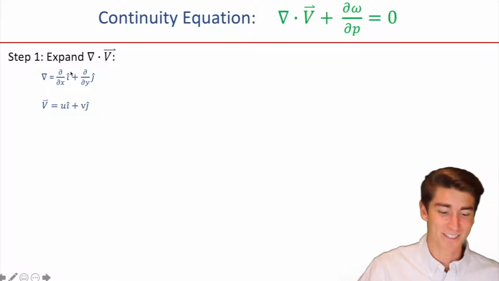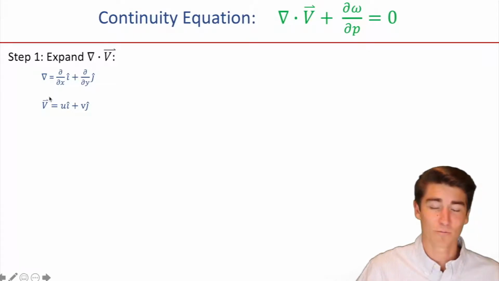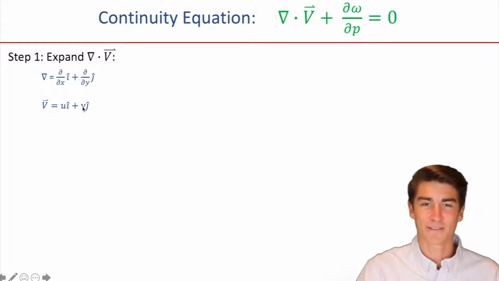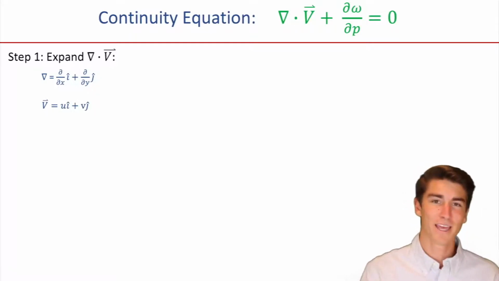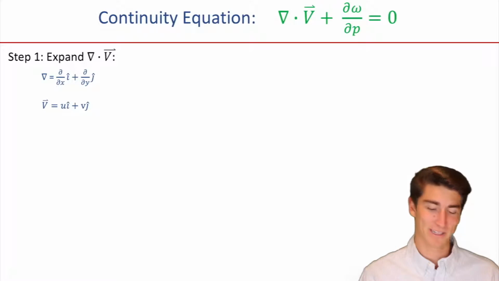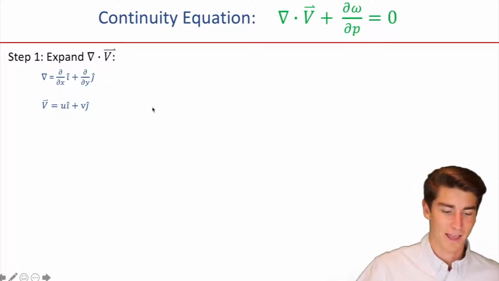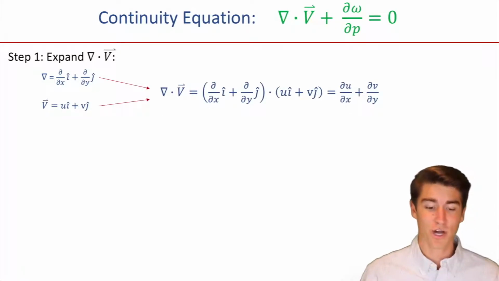So the del expands to d dx plus d dy. And then the V, which represents our wind component, expands into u plus v. You can think of u as the zonal wind, from San Francisco to New York, whereas v is the meridional component, like San Francisco to Canada. Those are on the same plane, which is the horizontal plane. So you're going to expand those and then do the dot product.